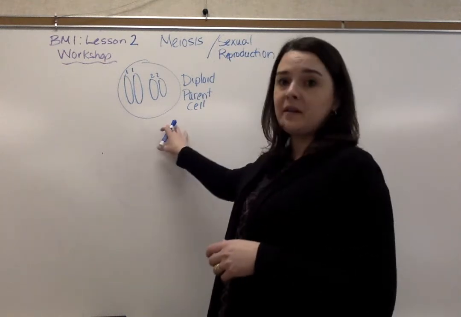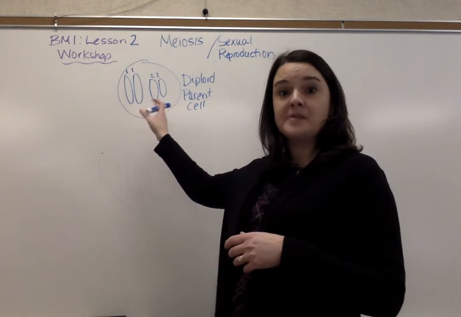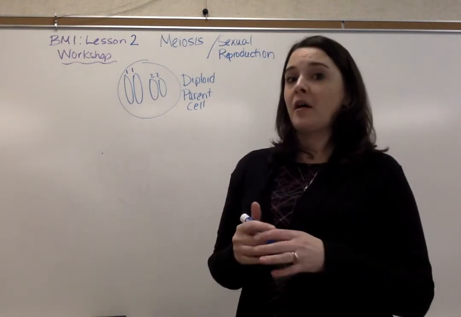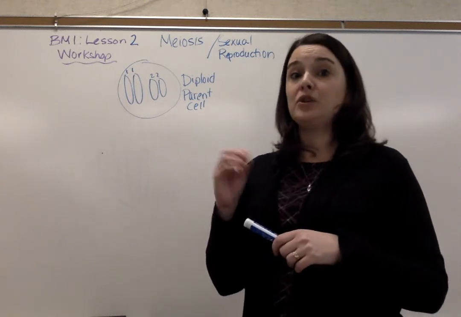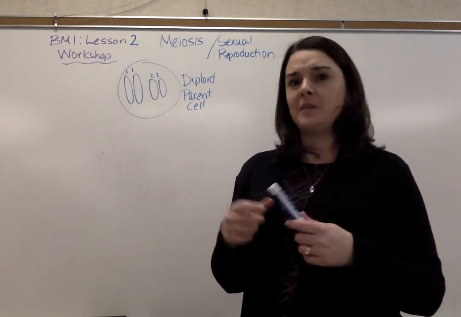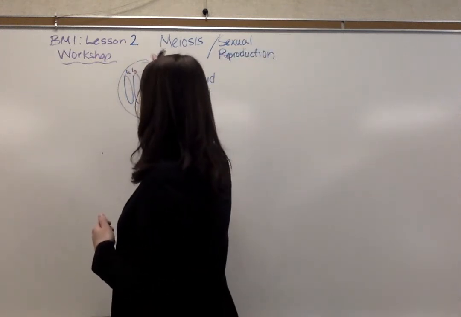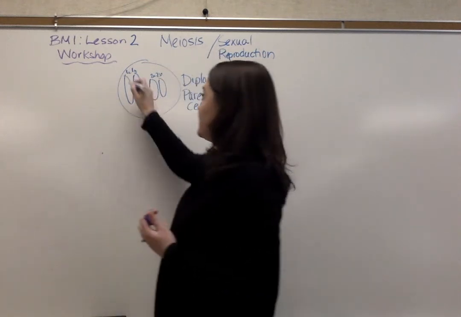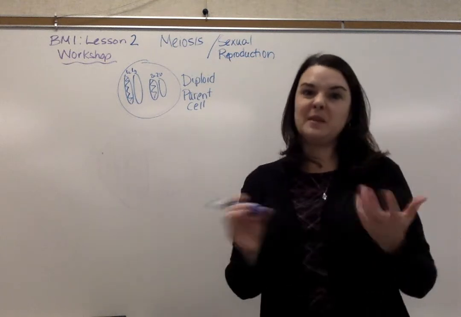So in a diploid parent cell, we have 2 chromosomes that are paired. So 2 number 1s and 2 number 2s. We're actually going to call these 1A and 1B and 2A and 2B so that we can keep track of where they go. If you don't want to use the A's and B's, you can do a squiggly through them, so long as you can keep them separate.